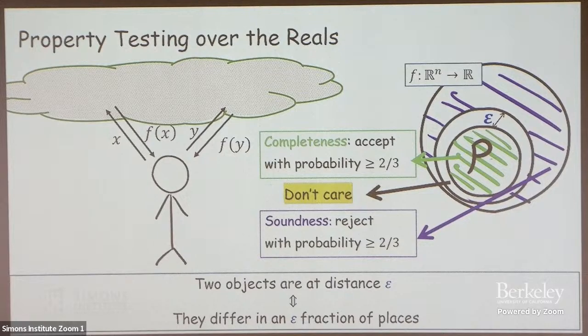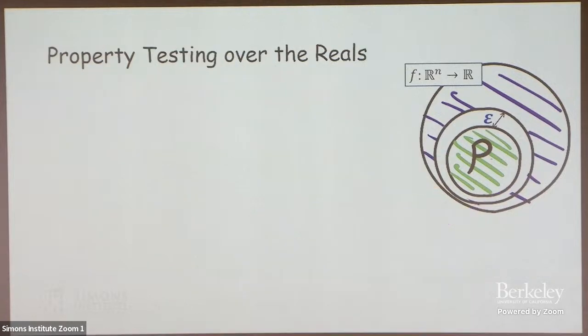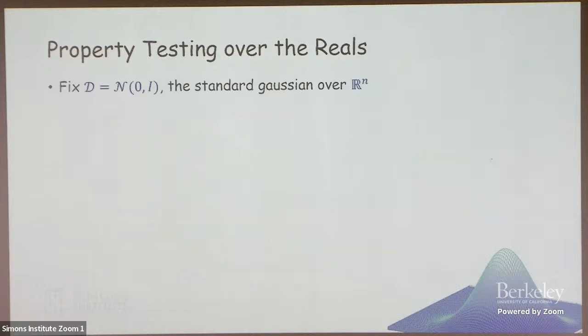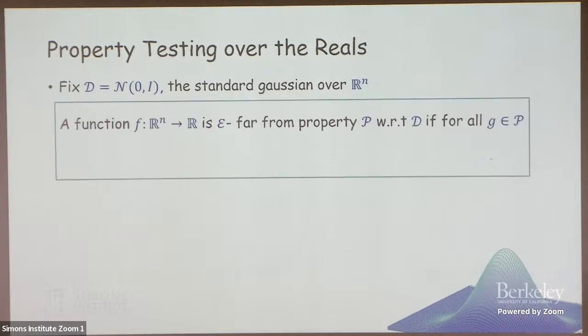But now what about being epsilon far? What does it mean? Epsilon fraction doesn't make sense. So we need a new notion of distance. We can just fix some distribution D over R^n and think about the distance with respect to this distribution. So this is the way that you want to think about it. One approach is to fix this distribution to be, let's say, the standard Gaussian over R^n. And then the function is epsilon far if, under the Gaussian, it is far from all the functions that satisfy the property.